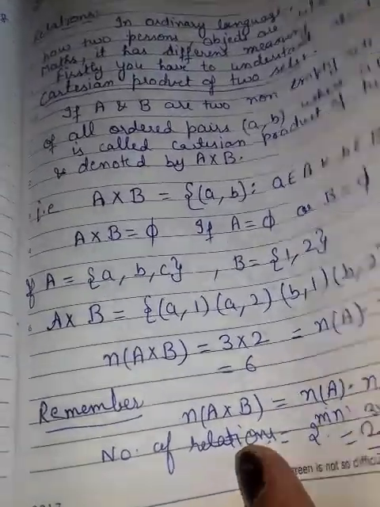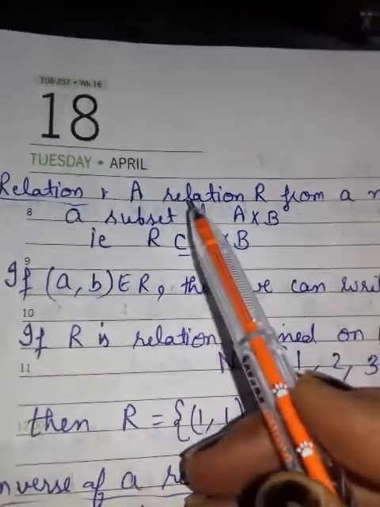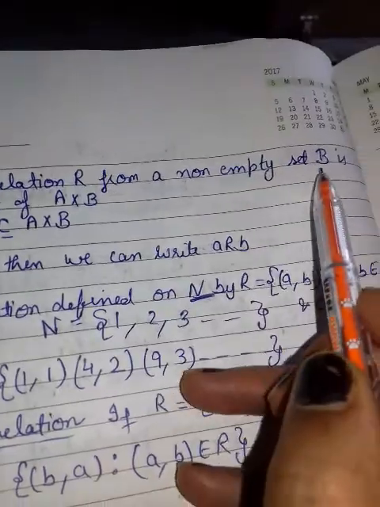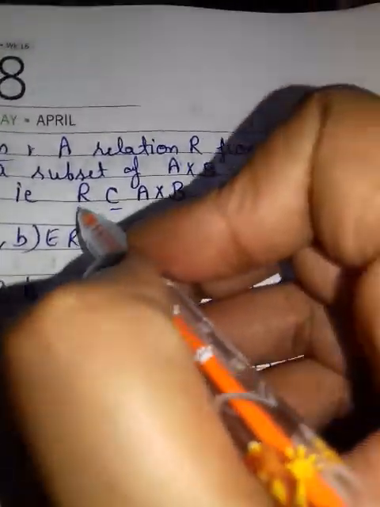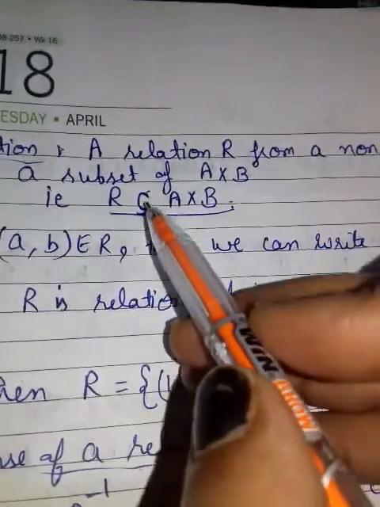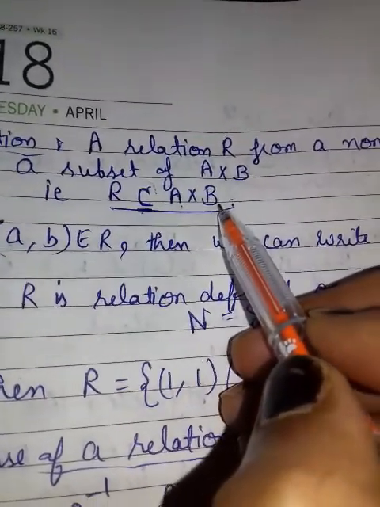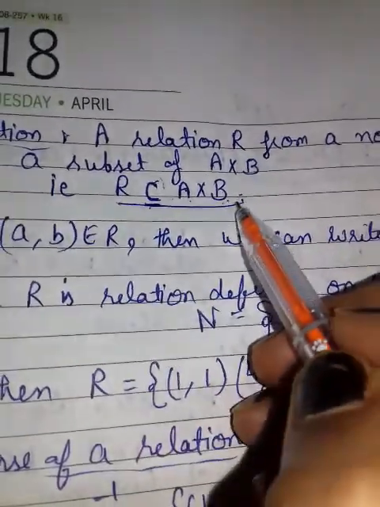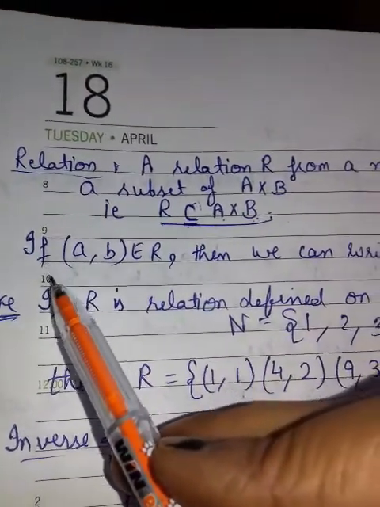But what is a relation? Now I am explaining. A relation R from a non-empty set A to a non-empty set B is a subset of A cross B. It means you have A cross B, then your relation will always be a subset of, or equal to, A cross B. It can never be greater than its product. It can be equal, or it can be a subset. Clear?